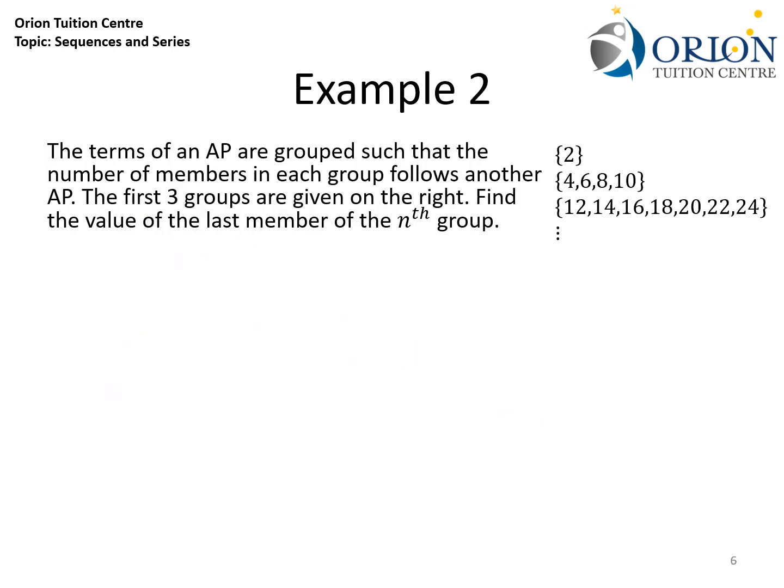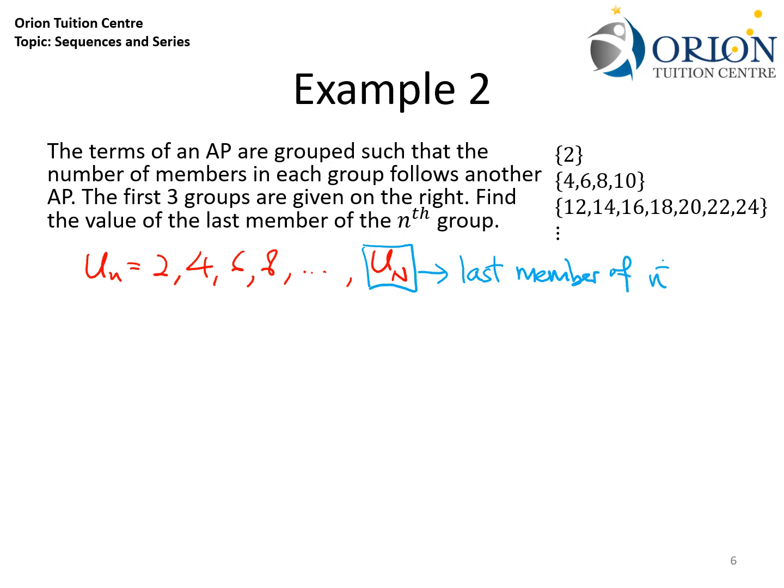Example 2 is a case of a composite kind of question where there is an AP within another AP. So for this, the definition of n within Un and Sn will be very important. If we look at the first sequence, Un will be equals to 2, 4, 6, 8, and so on. And eventually we will have a term which I will call U capital N, which is the term the question wants me to find, the last member of the n bracket.